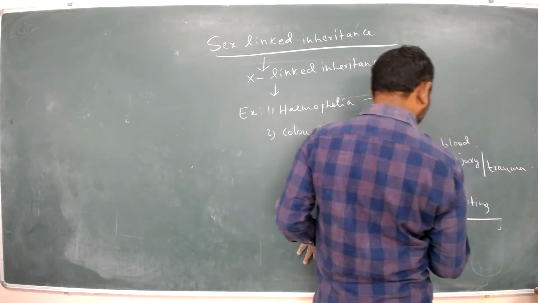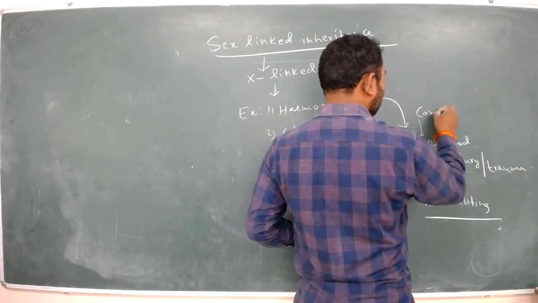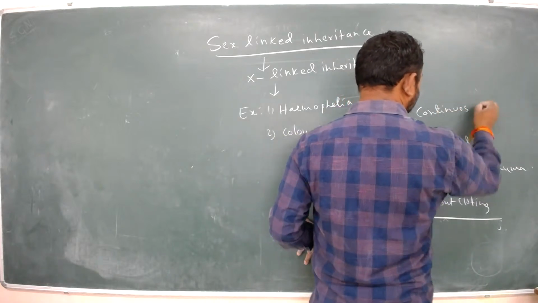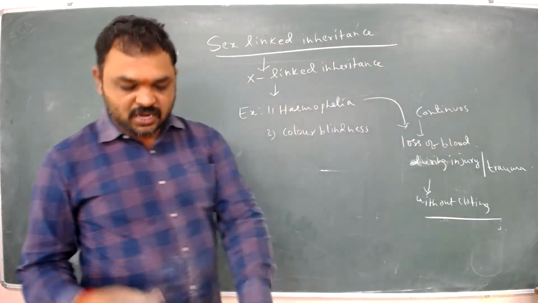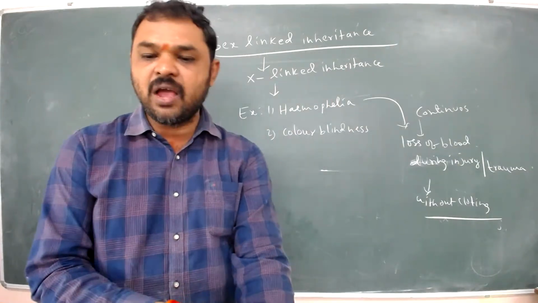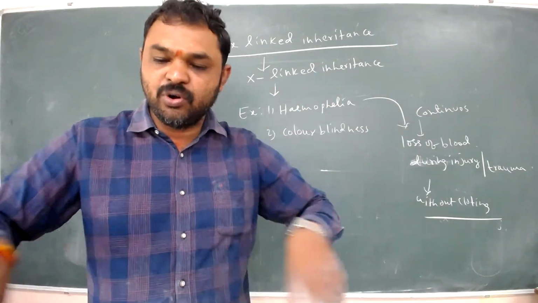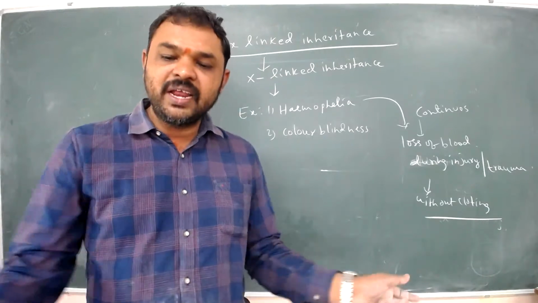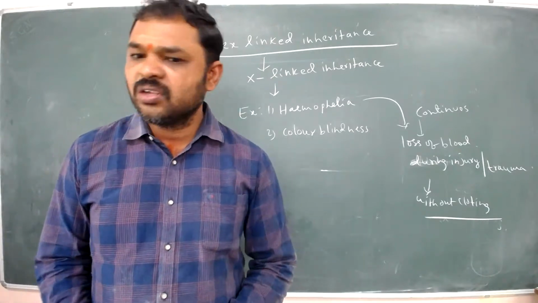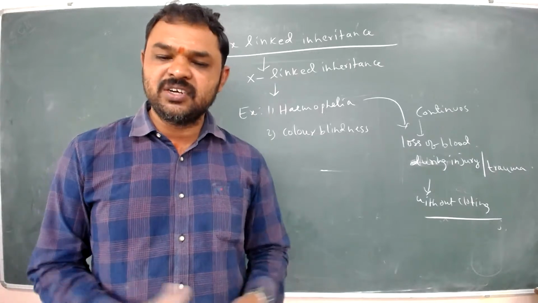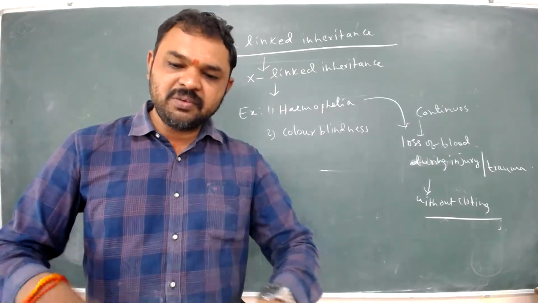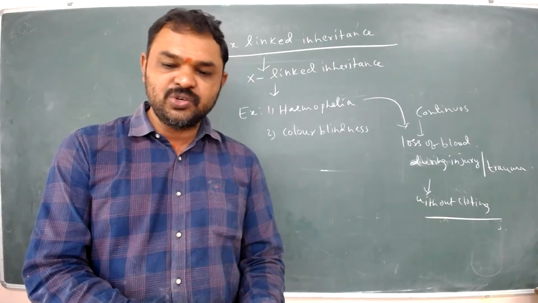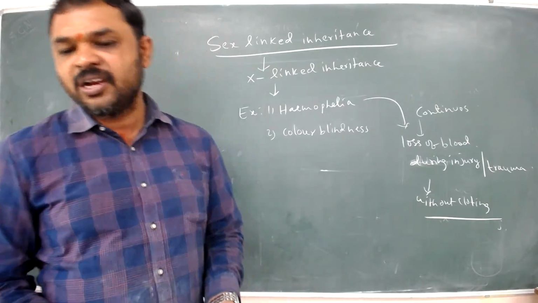Continuous loss. What is hemophilia? Generally, if any wound happens on the body, what would be there? Blood can be lost. How long will it last? Maximum 8 minutes. But within these 8 minutes, some people within 2 or 3 minutes, it will clot.